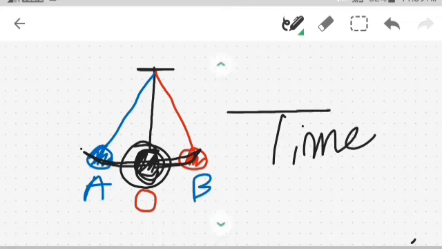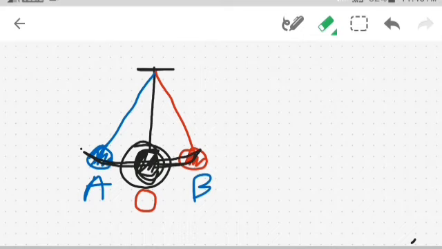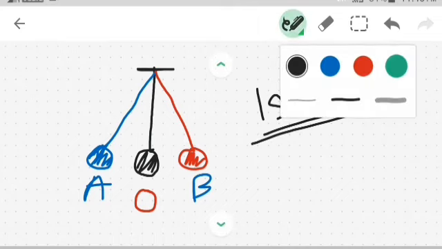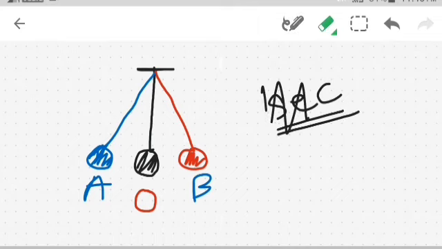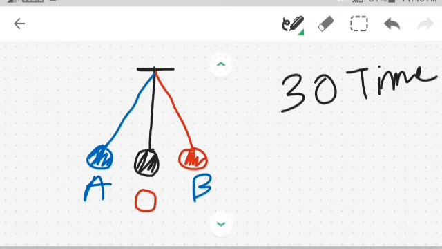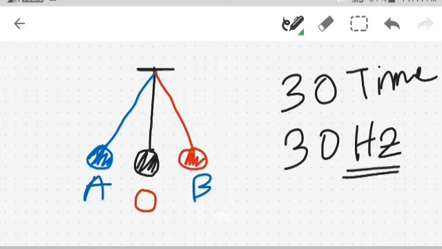Now we talk about frequency. What is frequency? The number of oscillations in 1 second is called frequency. Suppose it oscillates 30 times in a second, then the frequency will be 30 Hz. Hertz is the unit of frequency.